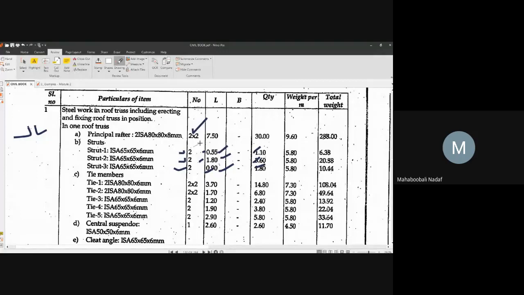So multiplying number and length will give you quantity in meters. Meter into its unit weight multiplication will give you the total weight. Is that okay for everyone? Yes, sir.